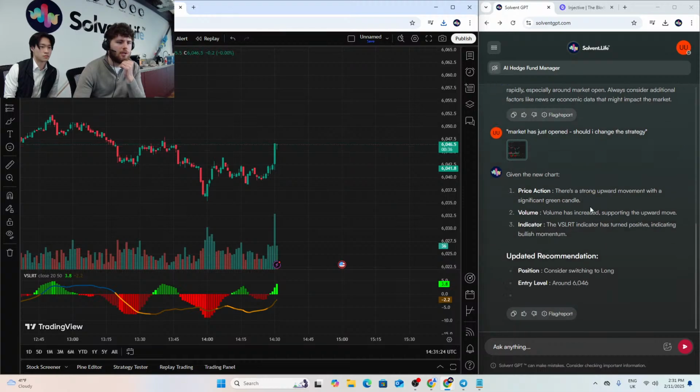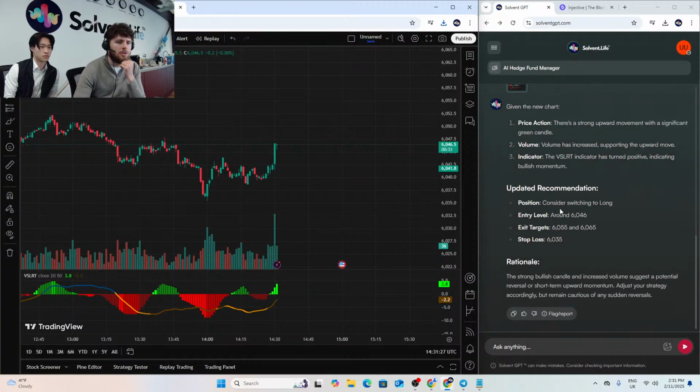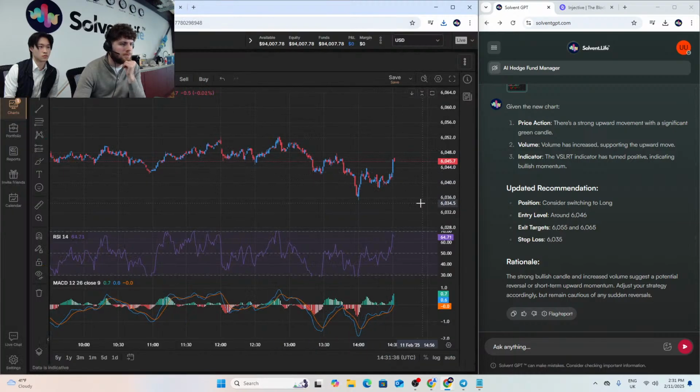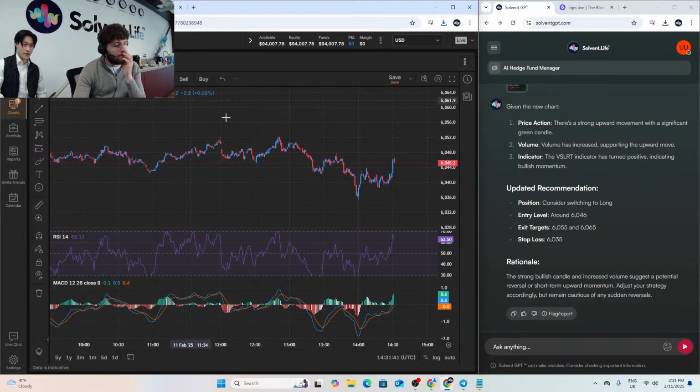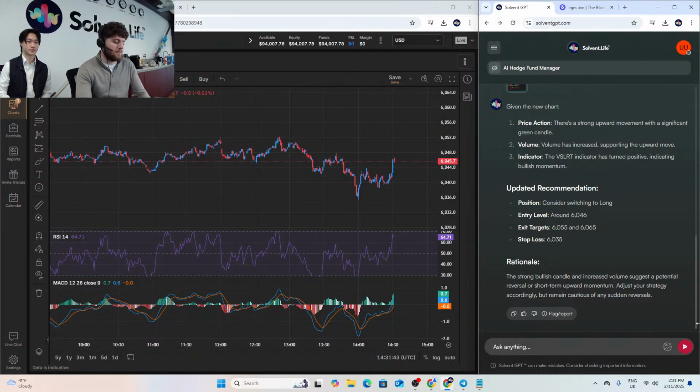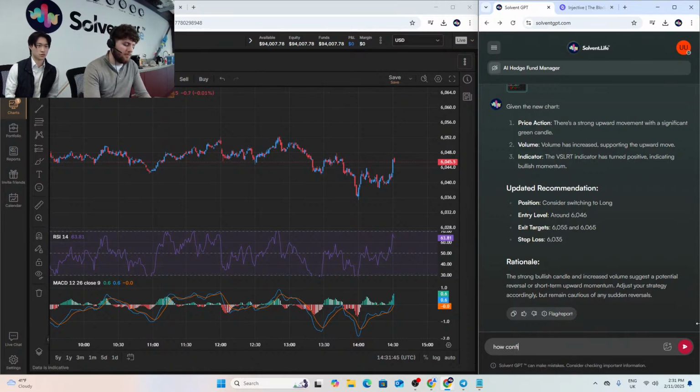So with the new chart, strong upward momentum, consider switching to a long position. Enter around the current price. We have 2 exit targets. Fantastic. I think we should enter now. What do you think? How confident? So, confident on a scale of 1 to 10.